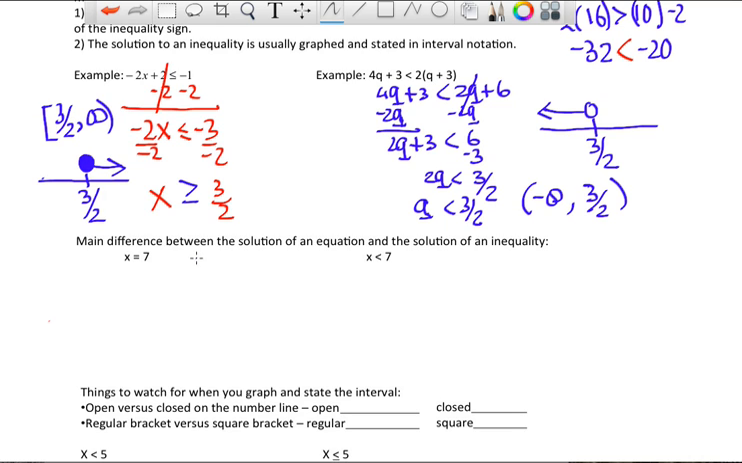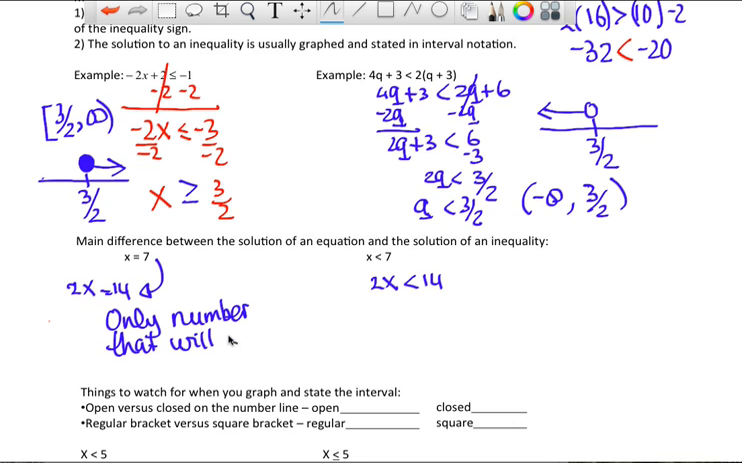So the main difference between the solution of an equation and the solution of an inequality. If I told you that x equals 7 is the answer, so let's say maybe I was working on 2x is 14. Okay, well then x is 7 is the answer. And if this was an inequality, 2x is less than 14, I would get x is less than 7. So the main difference is that for the equation, there's only one answer, the only number that will produce a true statement. So only 7 will work.